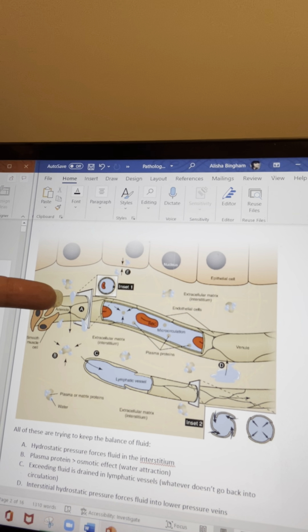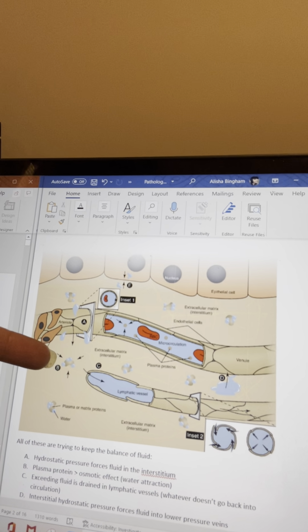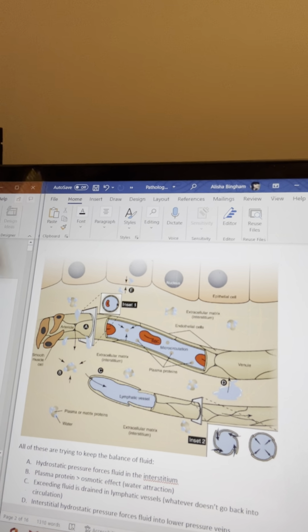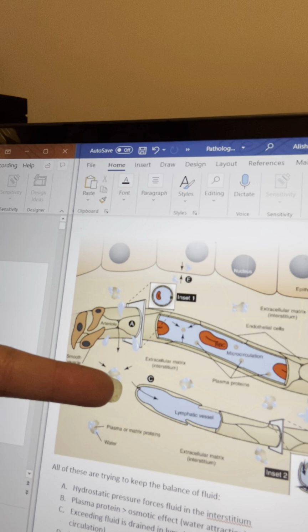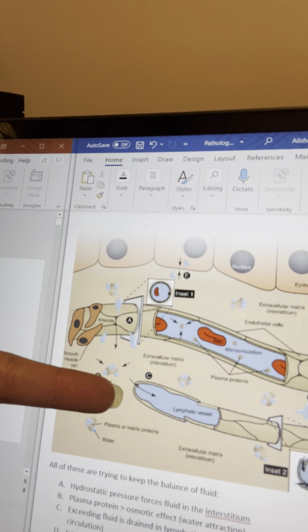So here, A, we have the hydrostatic pressure forcing fluid into the interstitium. So that's to the outside. As you can see the pores, it's going to the outside here, to the extracellular matrix. And then we have B here, which is plasma proteins leading to the osmotic effect, which means water attraction. So water is going into that cell right there. And then we have C here. From there, excess fluid is drained into the lymphatic vessels, like I said. So whatever is on the outside, still in the extracellular matrix, the interstitium, will go to the lymphatics, and that's where it's drained out.